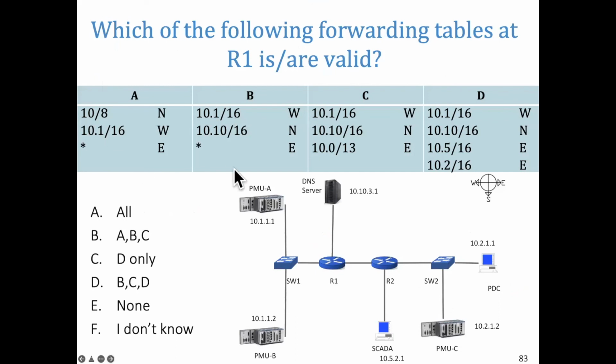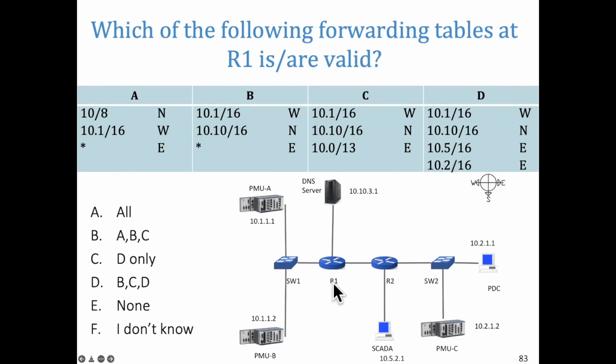Oh, it is a more sophisticated one. I will give you a bit of time to go through it. At R1, I'm proposing 4 forwarding tables, and I'm asking which one is valid. How can we check a forwarding table is valid? We check at R1 how R1 handles packets.